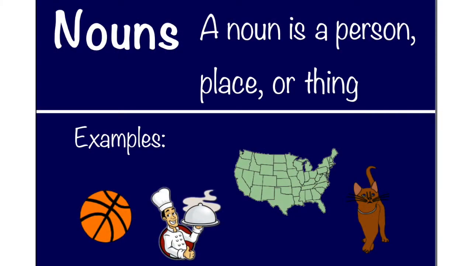This is the first slide where students are learning information. The teacher will go over what a noun is and give the examples, such as a basketball is a noun because it is a thing. A chef is a noun because it is a person. The United States is a noun because it is a place, and a cat is a noun because it is also a thing.